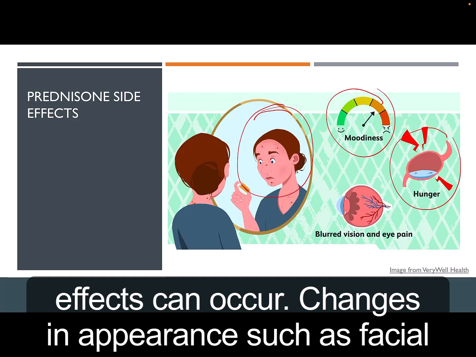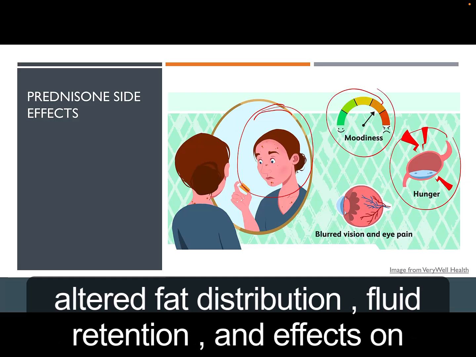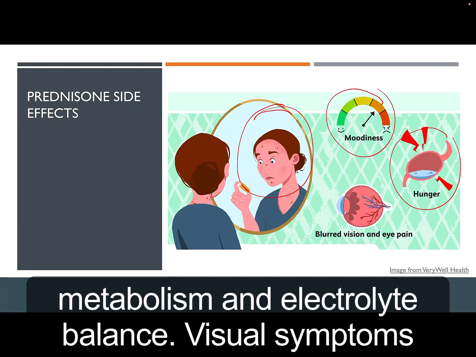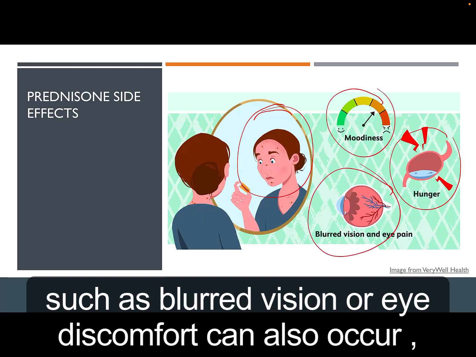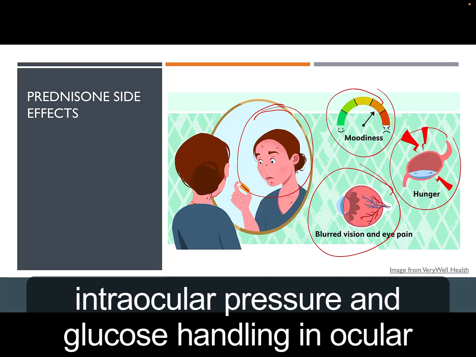Changes in appearance, such as facial fullness or acne, can also occur. These effects reflect altered fat distribution, fluid retention, and effects on skin integrity, again tied to glucocorticoid regulation of metabolism and electrolyte balance. Visual symptoms, such as blurred vision or eye discomfort, can also occur, particularly with long-term use due to changes in intraocular pressure and glucose handling in ocular tissues.